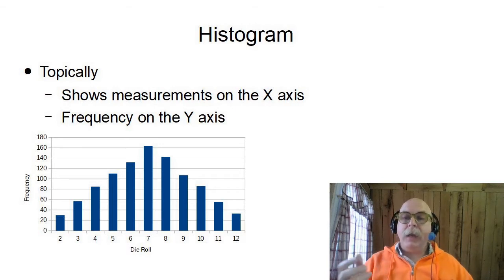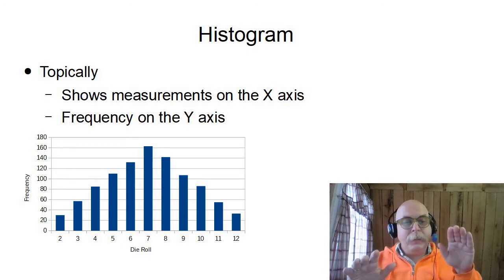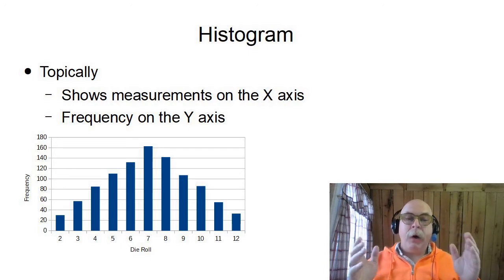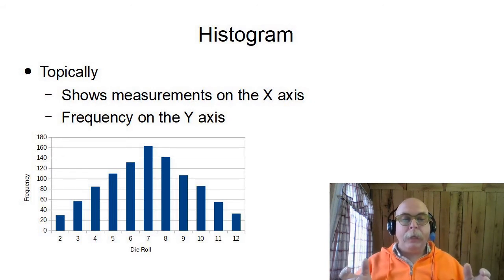And you can see that after 1,000 die rolls, I had just over 160 sevens. And I had between 30 and 40 twos and 12s. No, they're not exactly the same because this is based upon observation of 1,000 rolls and not the exact statistical possibilities. But a histogram is a good way to see the frequency of an occurrence versus something that occurs.